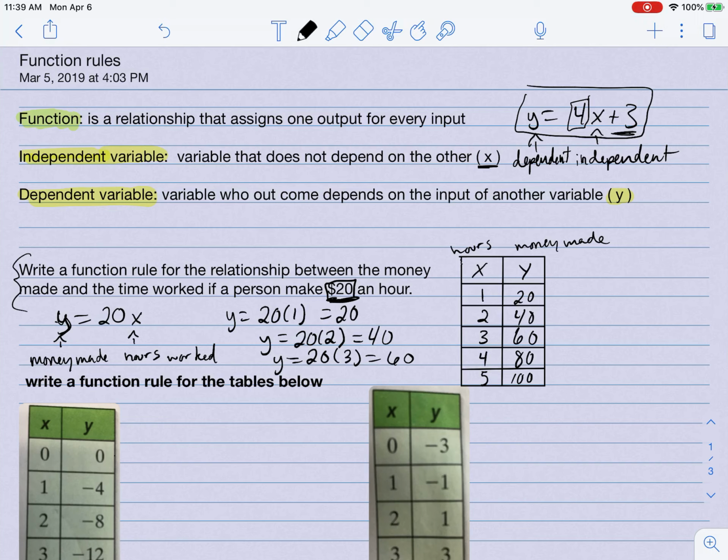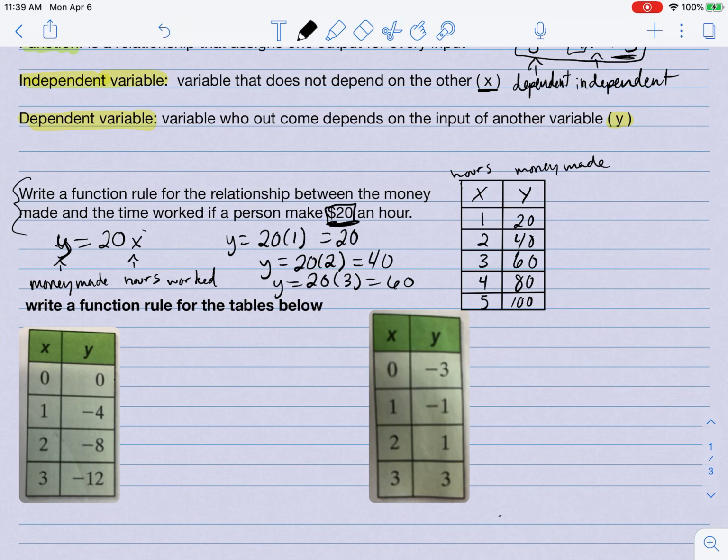Okay, so now we're going to find a function rule for the values in a table. So y equals something x and maybe plus something. But the way we're going to determine this is we need to find what our constant change is.